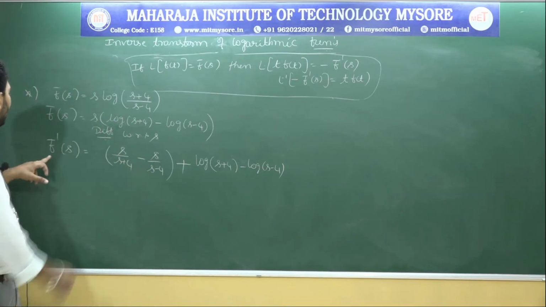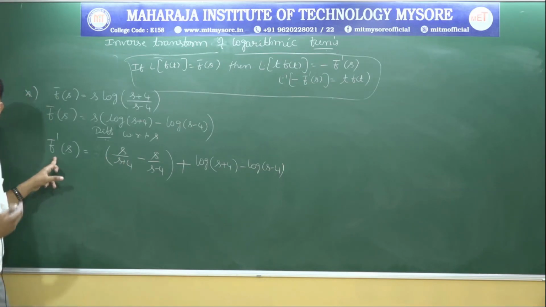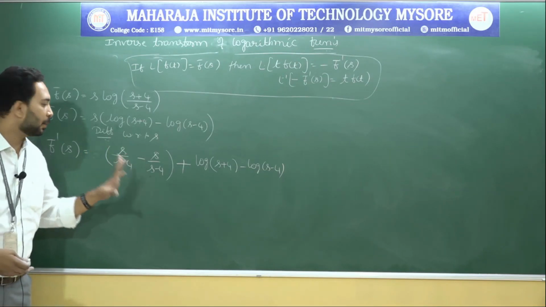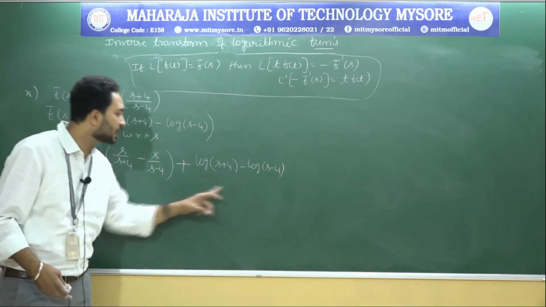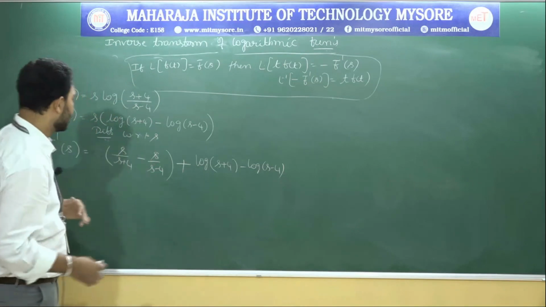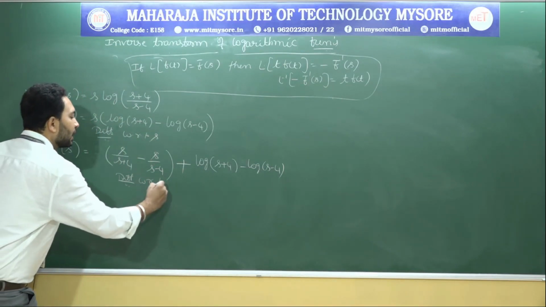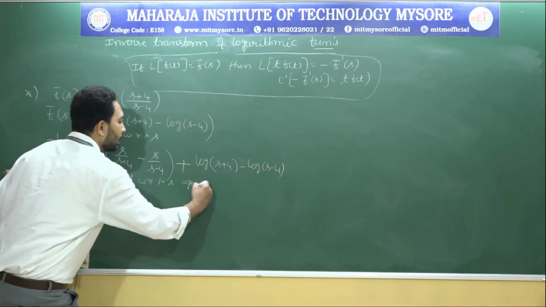Now usually after this step we multiplied with negative sign, then we took L inverse in the previous problem. But here we can't take L inverse because still in the problem we have log. So again differentiate this. So differentiate twice. Differentiate with respect to s again.